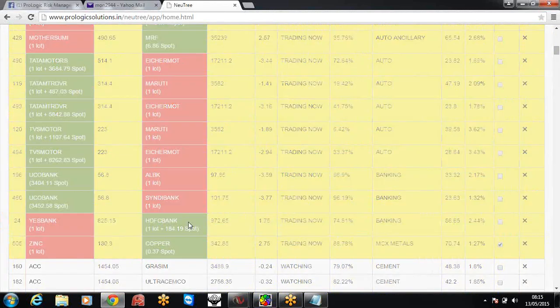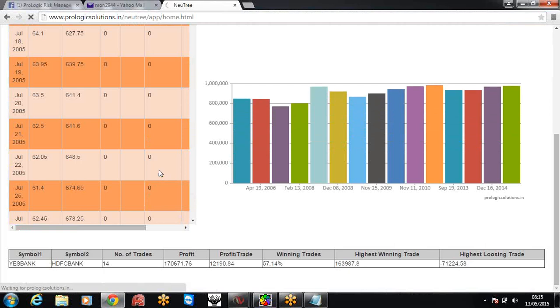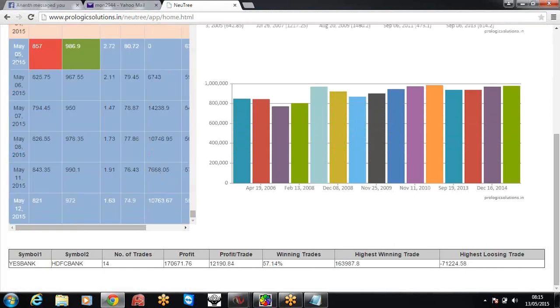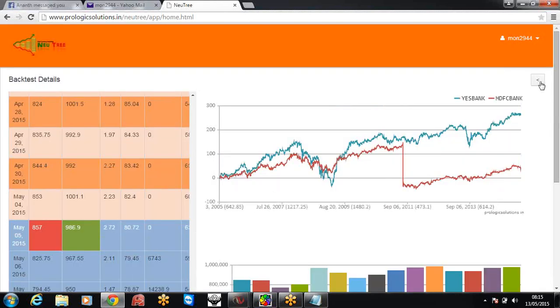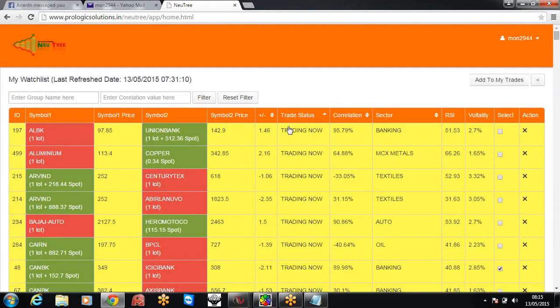This is another call which is running, SBI and HDFC. You can see that generated on 5th of May. It is 1.63 now, 10,000 rupees profit. So once it closes around 1, this will increase. So these are some of the pair trades that we have currently running and new trades. We'll check the coming trades also after some time.